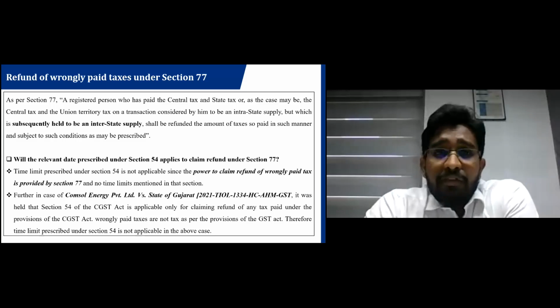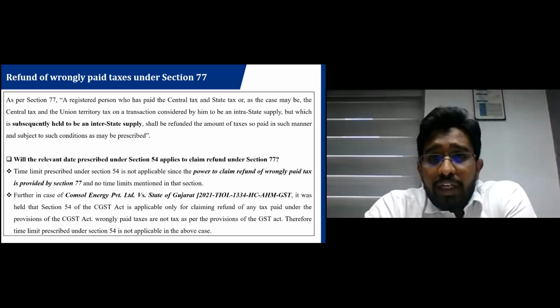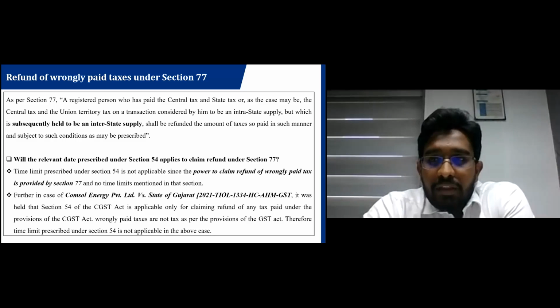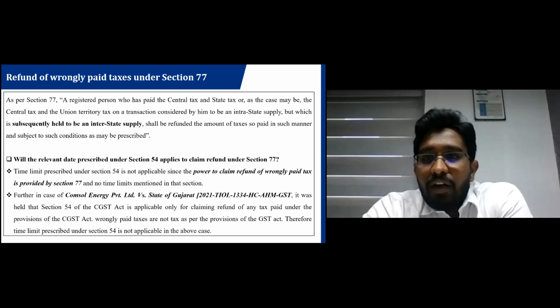Second case, if the department comes. Suppose you made an error in July 2017 itself, and after 3 to 4 years the department comes and identifies the error. What the department will say is, as per Section 77, you pay the correct tax and claim the refund of wrongly paid taxes. So as per the department's order, we will pay the correct taxes and we will file the refund application for the wrongly paid taxes.